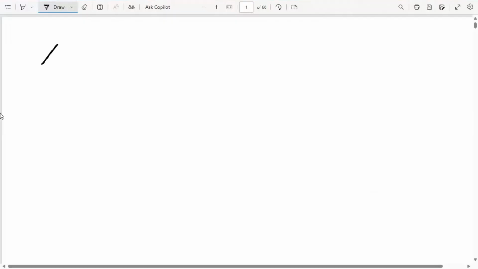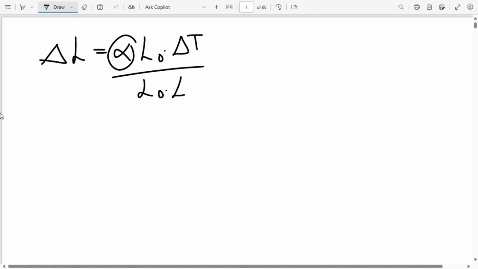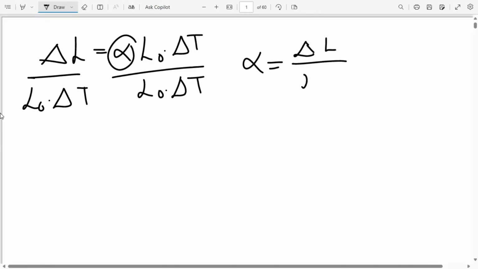When you're talking about expansion in one dimension, our change in L will be equal to alpha, the coefficient of linear expansion, multiplied by the initial length, multiplied by the change in temperature. Since we are looking for alpha, I'll divide both sides of this formula by initial length multiplied by delta T. This gives us alpha equal to change in L divided by L0 multiplied by delta T.